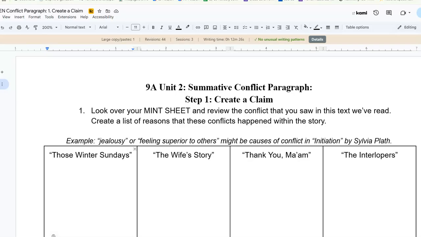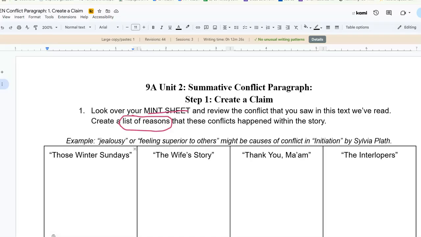Mint sheet, right? Your Mint sheet is the sheet that had all of the conflict that you identified. It's asking you to look over that, and you're going to create a list of reasons that these conflicts happened in the story. Okay? So you're not describing internal or external. Instead, what you were doing in that Mint sheet was just identifying what conflicts actually existed.